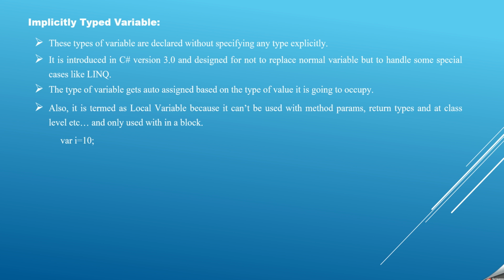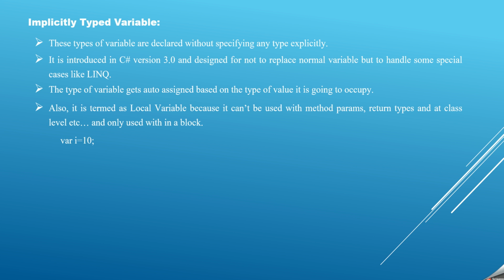Also it is termed a local variable. Why so? Because it cannot be used for method parameters, not for constructors also, return types, and at class level. Basically it can only be used within a block, such as within a constructor, maybe within a method, right? So in most cases it's a method. That's why we are terming it a local variable as well.